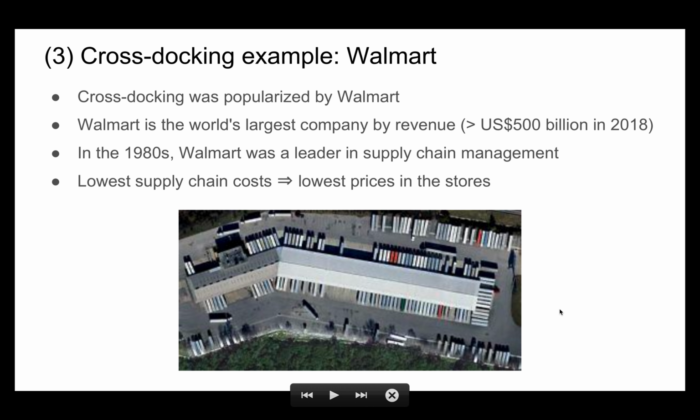And this picture shows a very long-shaped cross-docking facility, which allows for the goods to be moved very quickly from the inbound to the outbound trucks.